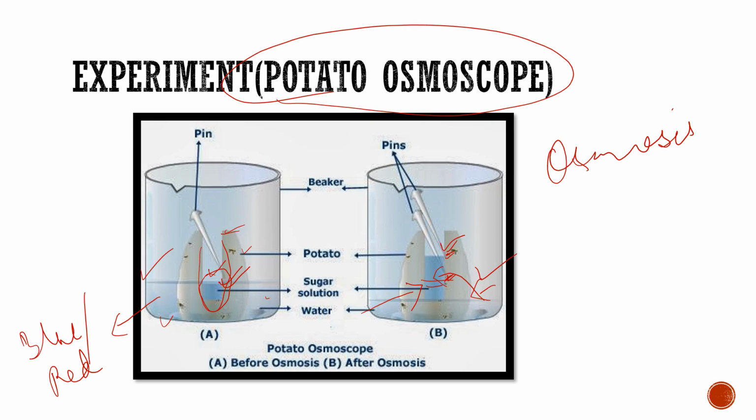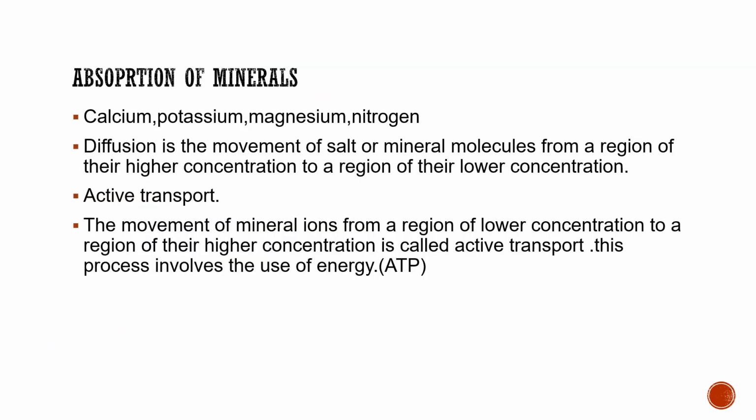Now we will move on to the absorption of minerals. Most of the minerals that are needed by the plants are dissolved in water in the soil. So what are the main minerals which are dissolved in the water in the soil? Some of these are calcium, potassium, magnesium, and the major one, nitrogen, which are minerals dissolved in the soil, and we need these.